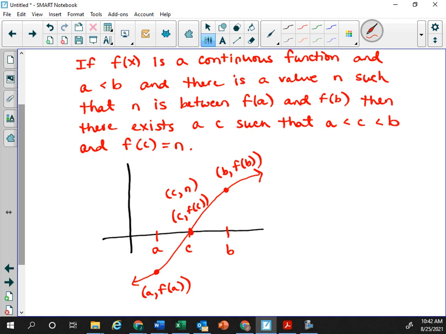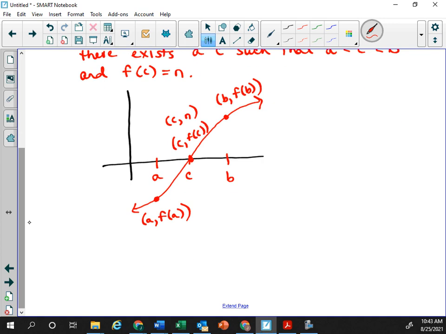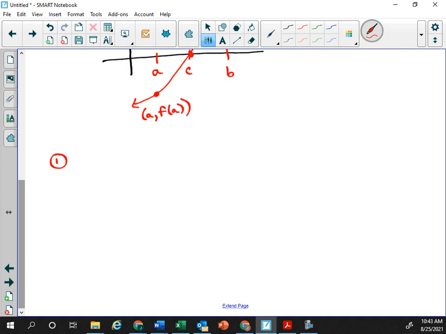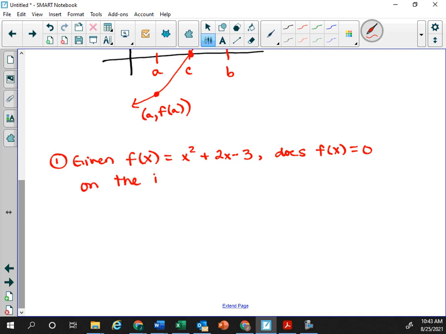All right, let's just try one. Okay, so you might be given f of x equals x squared plus 2x minus 3. You'll be asked something like, does f of x equal 0 on the interval -1 to 3?